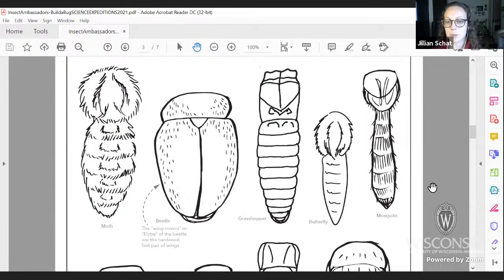Down here we have different body forms. Moths tend to be very furry. Beetles, like I said earlier, their first set of wings are hardened and back over their body most of the time as a way to protect them from their environment.